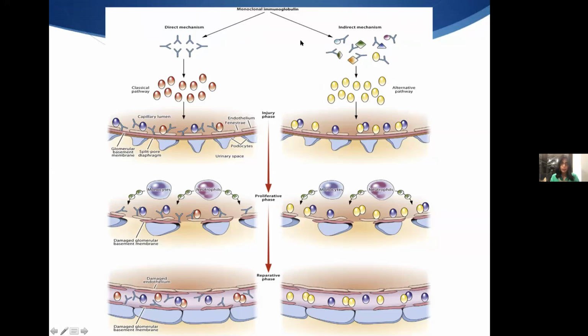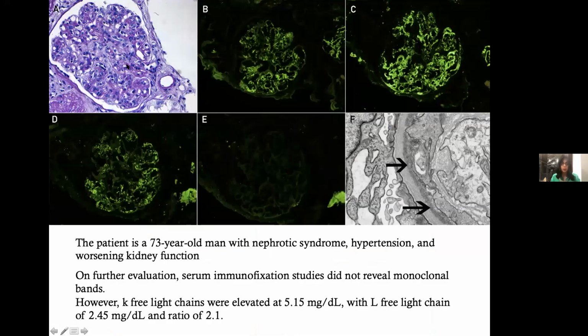Let's take an example. This is a 73-year-old man with nephrotic syndrome, hypertension, and worsening kidney function. And look at his biopsy. It looked like an MPGN, but it's more proliferative, and the basement membrane duplication was really rare. So it's a proliferative glomerulonephritis. His immunofluorescence showed IgG, C3, and kappa, and no lambda. His EM showed subendothelial deposits.